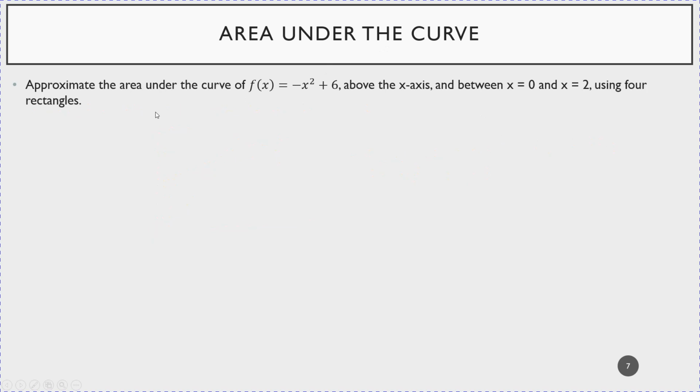Okay, so let's approximate the area under this curve of f of x equals negative x squared plus 6 above the x-axis between x equals 0 and x equals 2 using 4 rectangles. And I want to highlight this. This is important here. The rectangles are all going to be of equal width, okay?